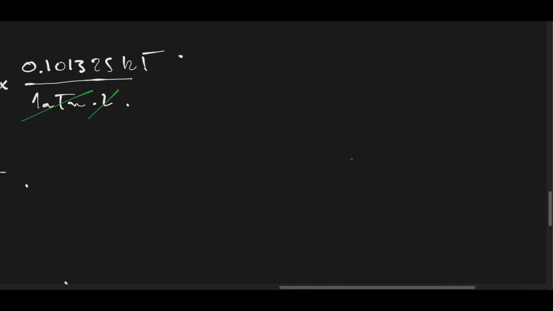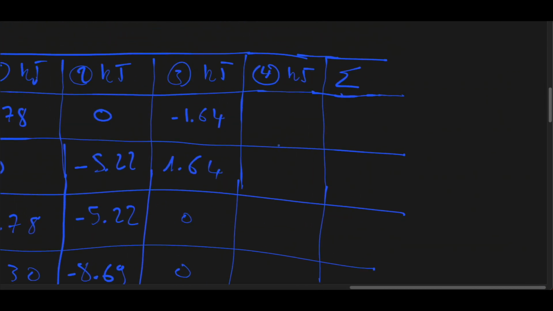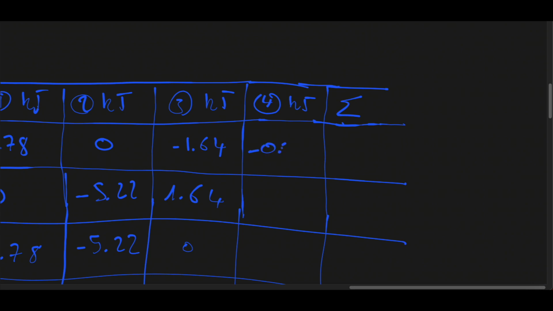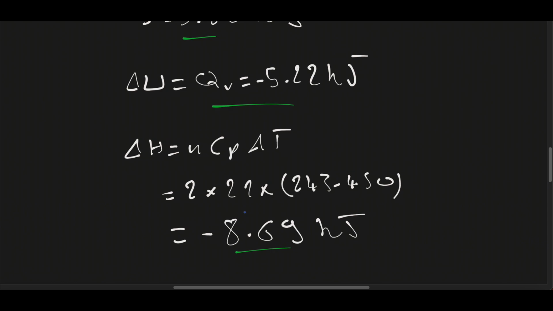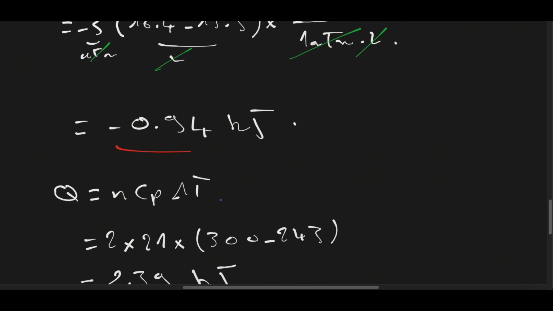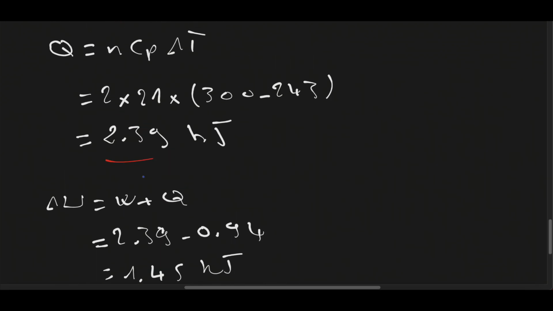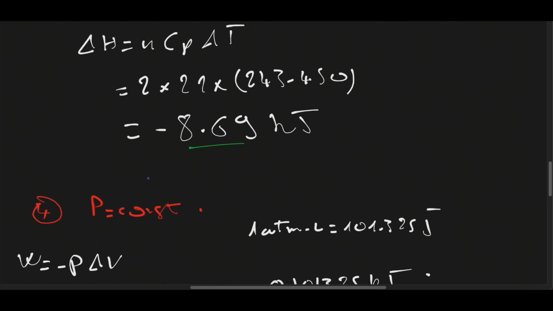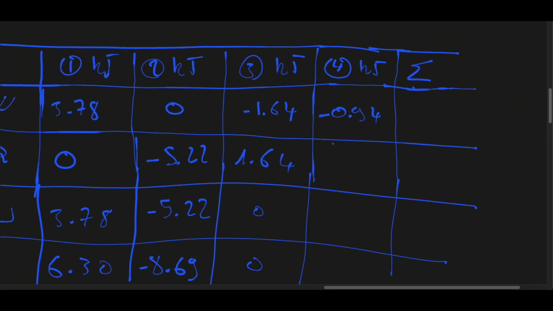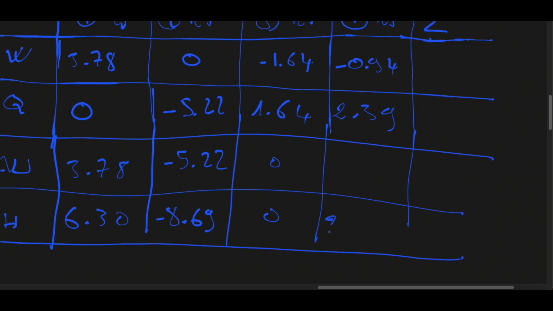So we have determined the change in enthalpy, the change in internal energy, the exchanged heat, and the work. Now we have to fill the last column. Here we have minus 0.94 and, for the fourth step, here it is 2.39. Here the same thing, 2.39, and here we have 1.45.